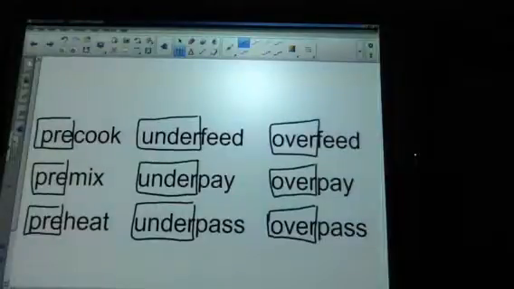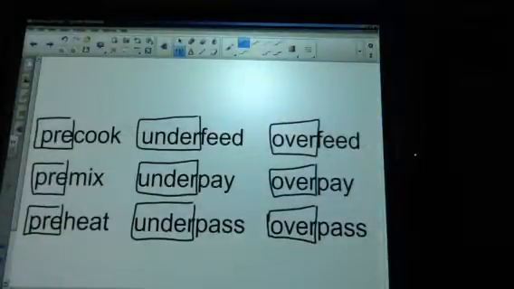Okay. What do you think the prefix pre means? What do you think that means? It's like you did it too much. No? You did it too less. No? You did it just right. No? What do you think, Jaden? You do it over and over again. No, that would be re. Okay, think about this.